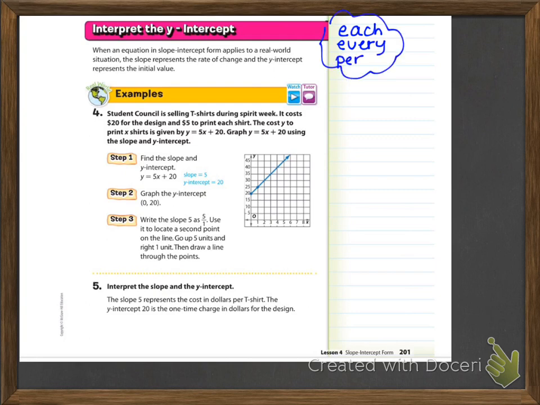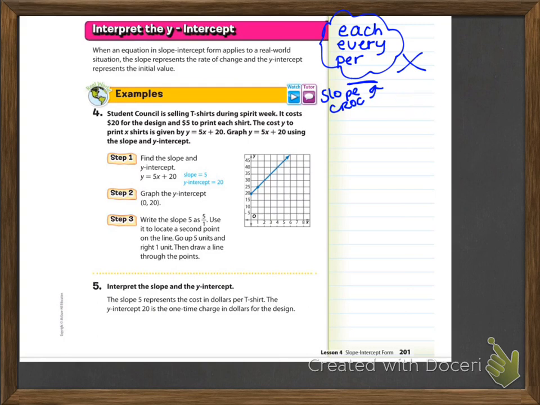Typically when you see these words, you know that this is going to go right before the x. That tells you that this is your slope, this is your constant rate of change, whatever you want to call it, it's what goes before the x. So if I tell you it's going to cost $6 per ticket, that would look like this, 6x. Okay, 6x.